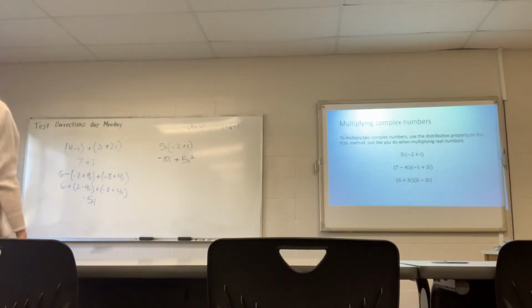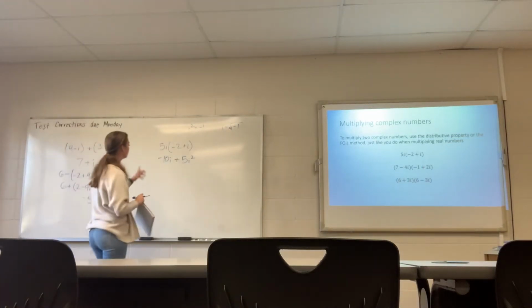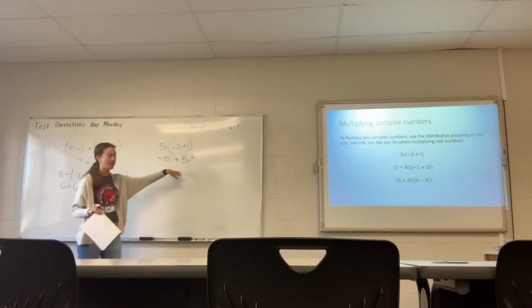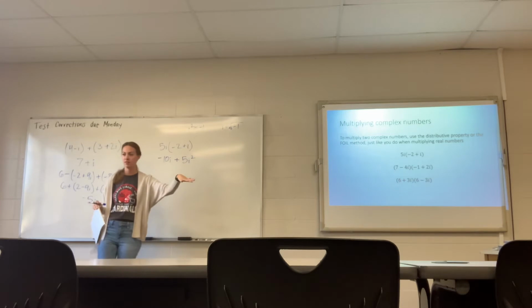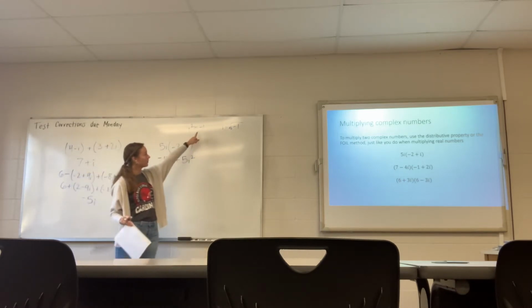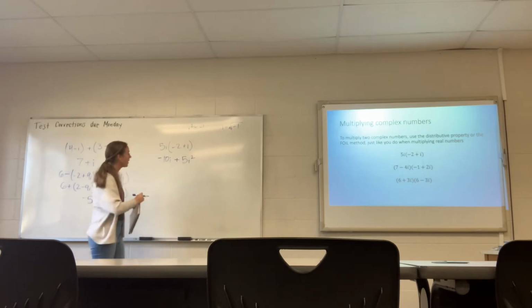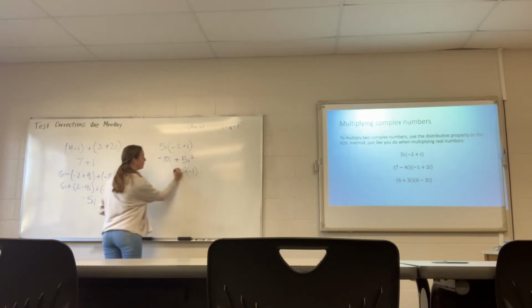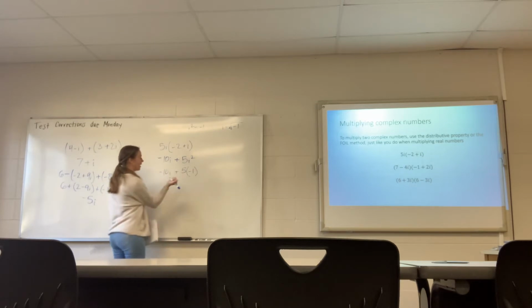Your answer can only ever have i in the end, okay? You can only have numbers and i. You can't have i squared or i cubed or anything like that, okay? So we can switch out our i squared for -1. So when I switch that, I have 5 times -1, and then I still just have this -10i.